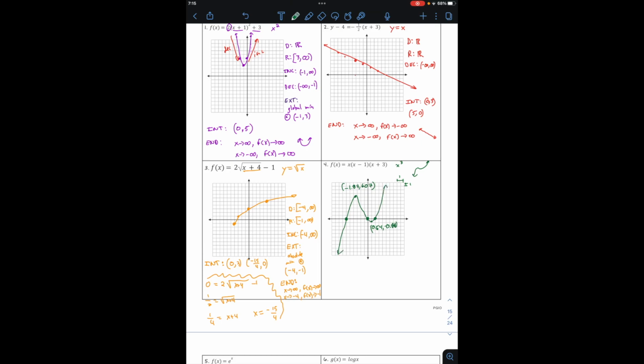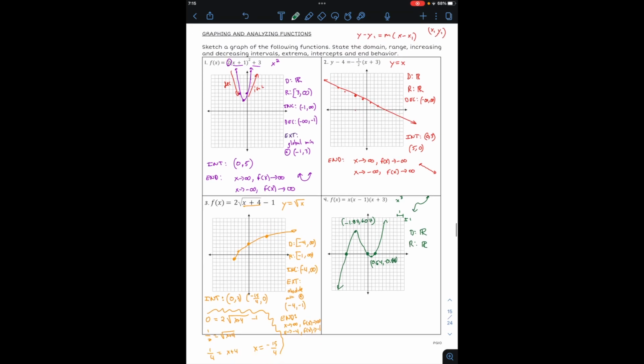Great. So it looks a little something like that. The curve is not as smooth as I'd like it to be, but that's all right. Domain, so all real numbers for cubics. Range, all real numbers. What else do we need here?